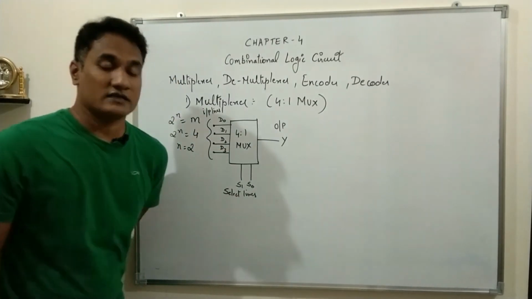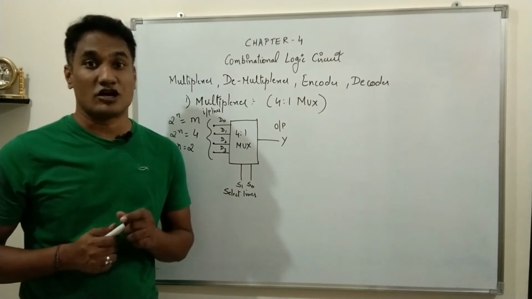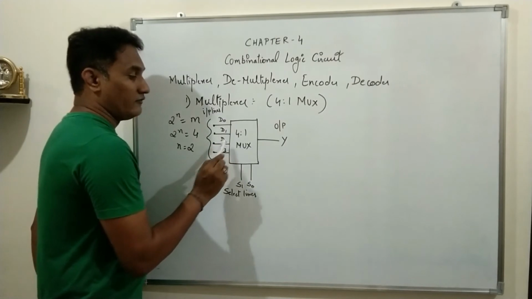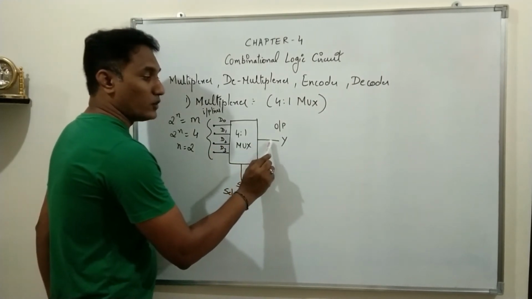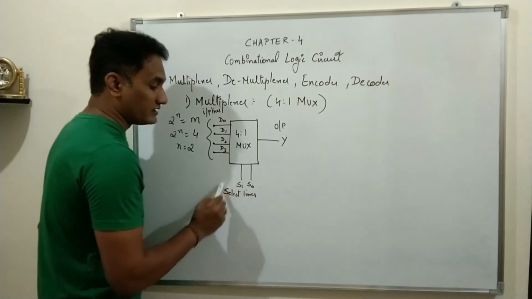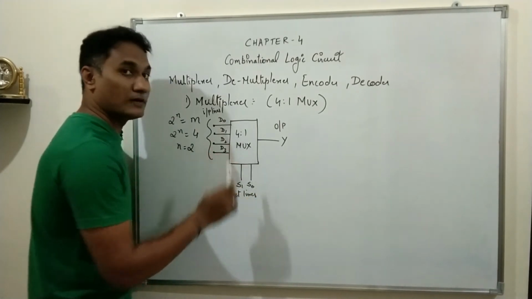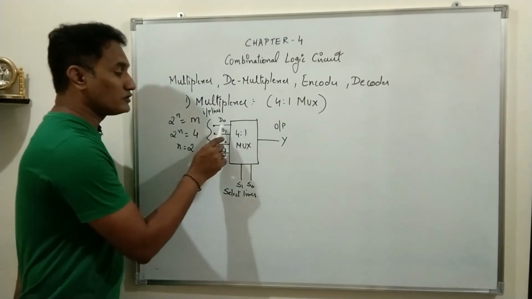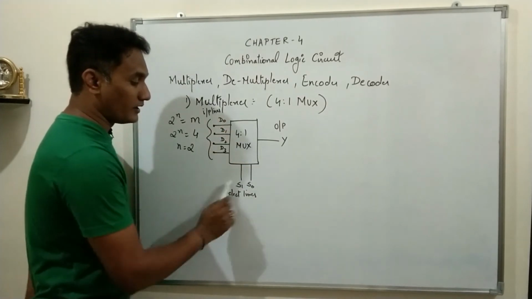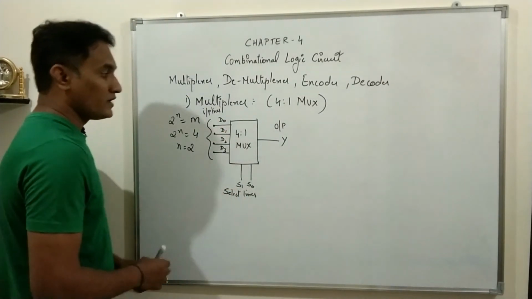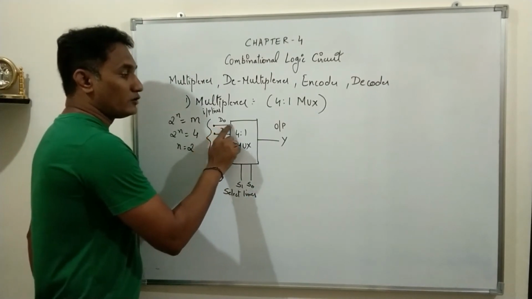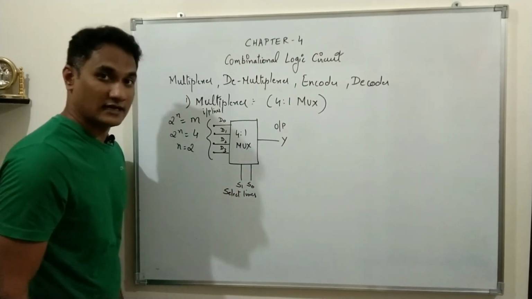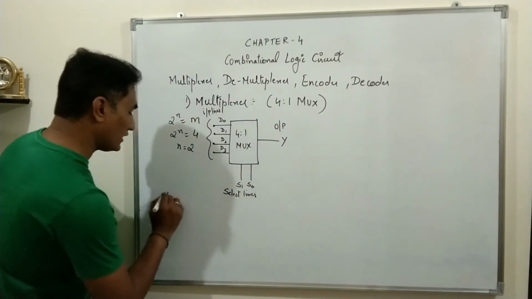Again, let us refresh ourselves with the definition of multiplexer. What does a multiplexer do? Data coming from different lines will be transferred to one single output line depending upon the condition of select lines. Multiplexer is a logic circuit where you have many inputs but only one output. Inputs will be connected to the output depending upon the select lines. So which input is going to get connected to output Y depends upon select lines S1 and S0.